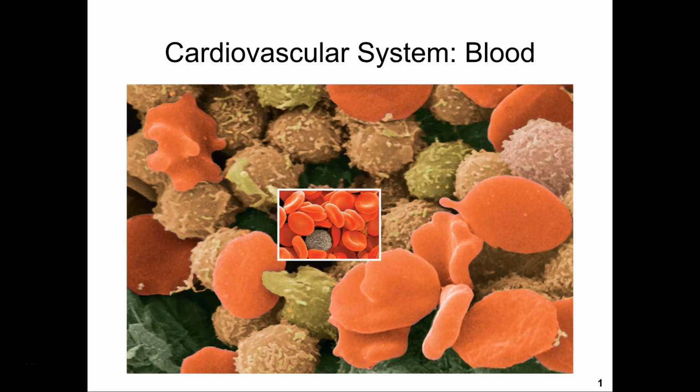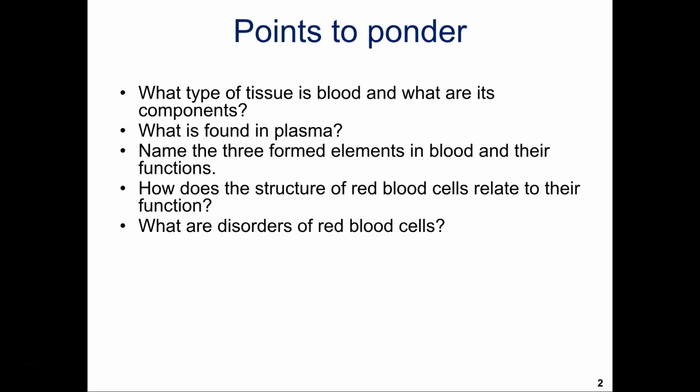All right, so in this lecture, we're talking about the cardiovascular system, specifically blood. So things to be thinking about during this lecture: what kind of tissue is blood? What are the components of blood? What is plasma? What does plasma look like? What's in plasma? What are the three formed elements of blood, and what do those things do?